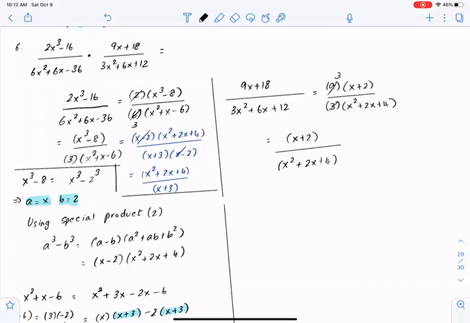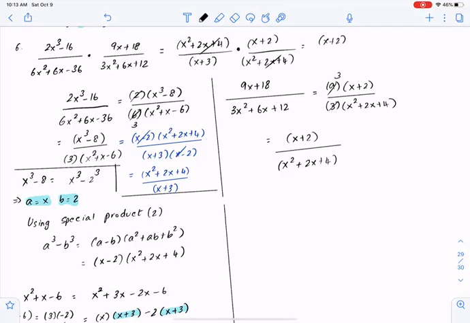So the first one is x squared plus 2x plus 4 divided by x plus 3. The second one, x plus 2 divided by x squared plus 2x plus 4. Those two would go away. X plus 2 over x plus 3.